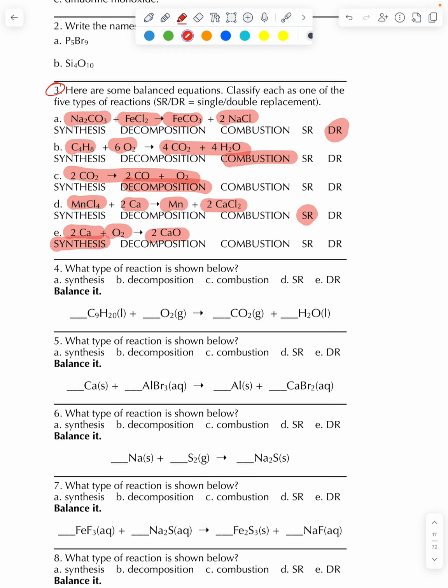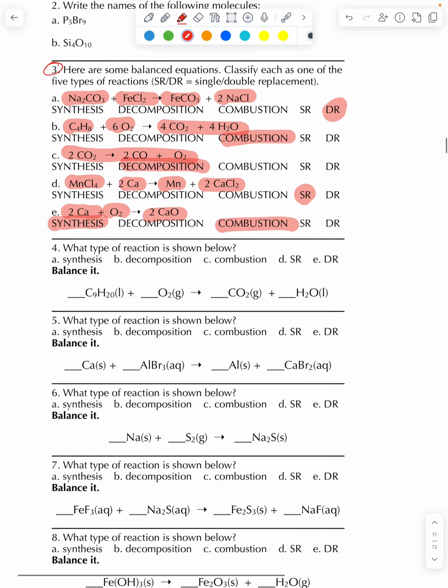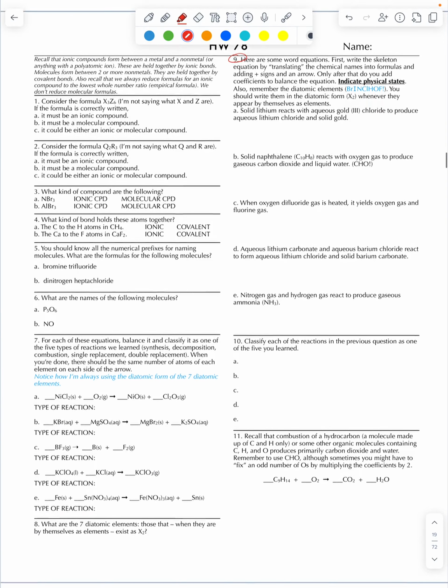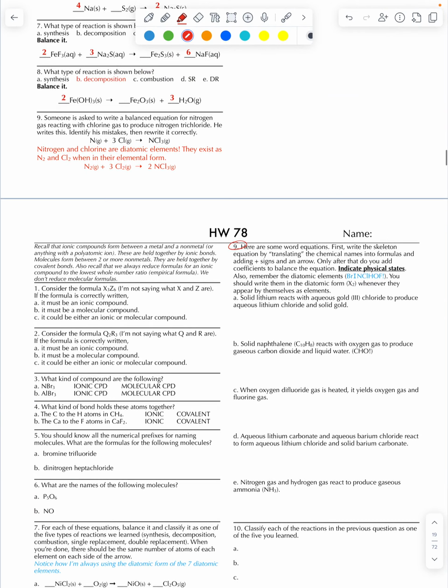That would be synthesis. But how else could that be classified? Well, since it's reacting with O2, I could also call that combustion. But notice I don't have CO2 and H2O in my products because I'm not combusting a hydrocarbon. Okay, I think that's it for 77. Again, plenty of practice if you want to go back and do those yourself.